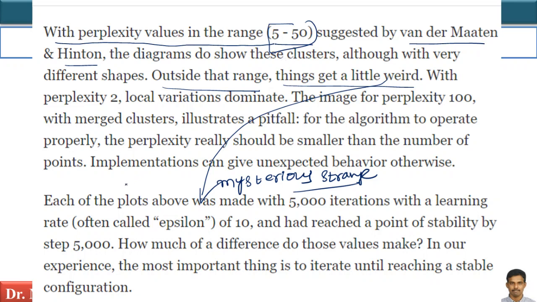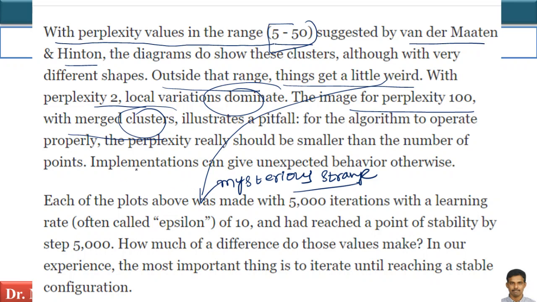Our first example, I will explain what it is. The image with perplexity 2, local variations dominate. I will discuss the image for perplexity 100 with the merged clusters. This also I will discuss. It illustrates a pitfall.